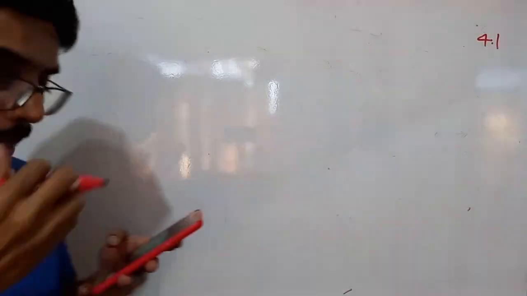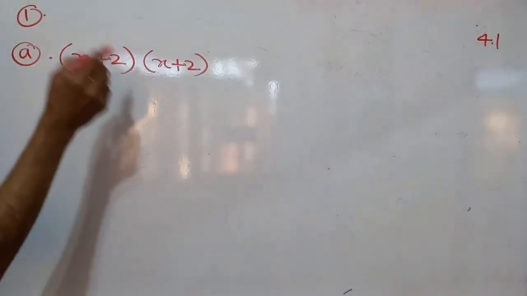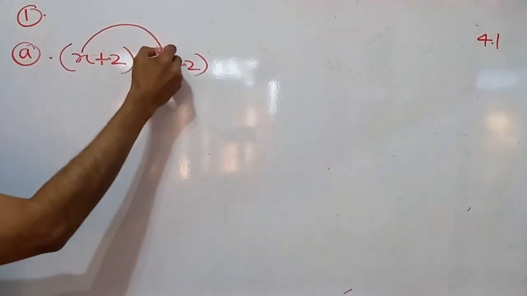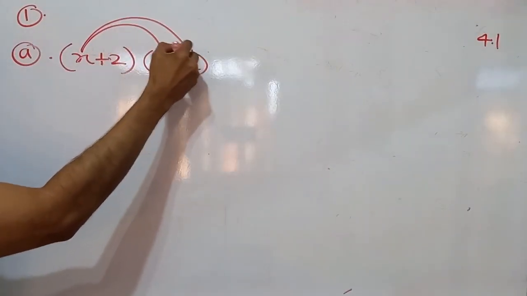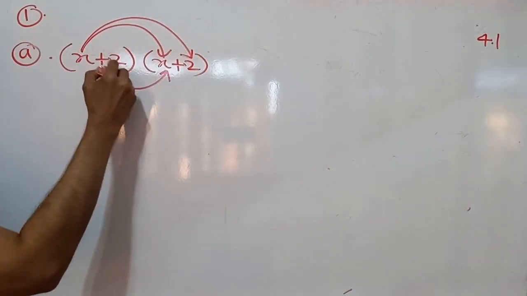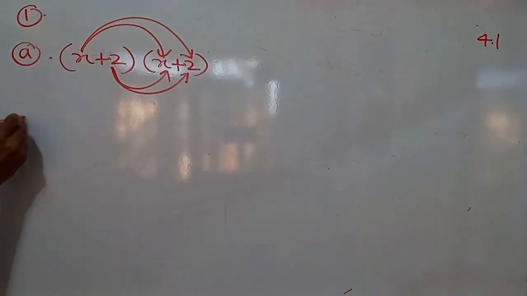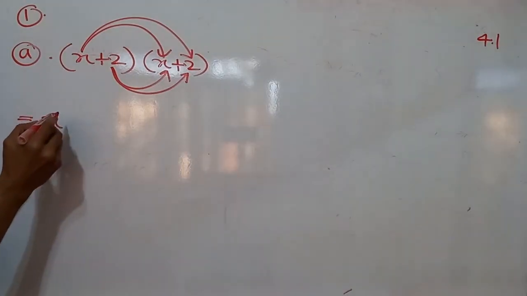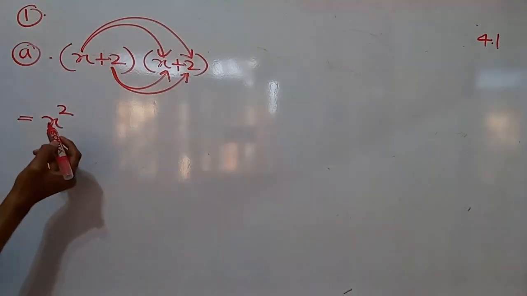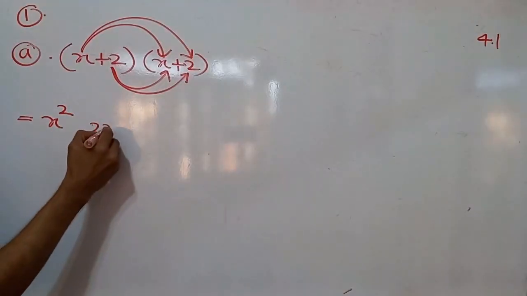Exercise 4.1, question number 1. Expand and simplify the following binomial expressions. Right? So part A. So just as before, x into x, then x again into 2. 2 into x, 2 into 2. Right? So x into x, that is x squared. X into 2, that is 2x.